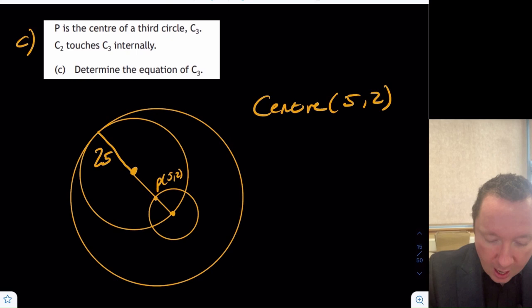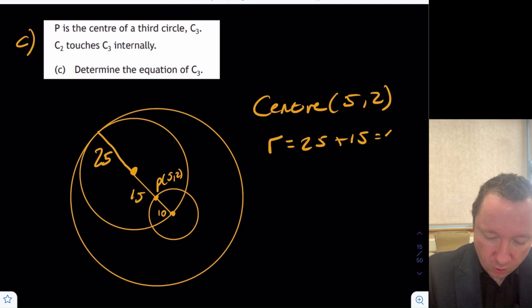And we know that the distance between here and here was 15, because it was 10 over here as well. 10 and 15 make 25. So if we know that this is 25, and from here to here is 15, then the radius of our new circle is 25 plus 15, which is equal to 40.